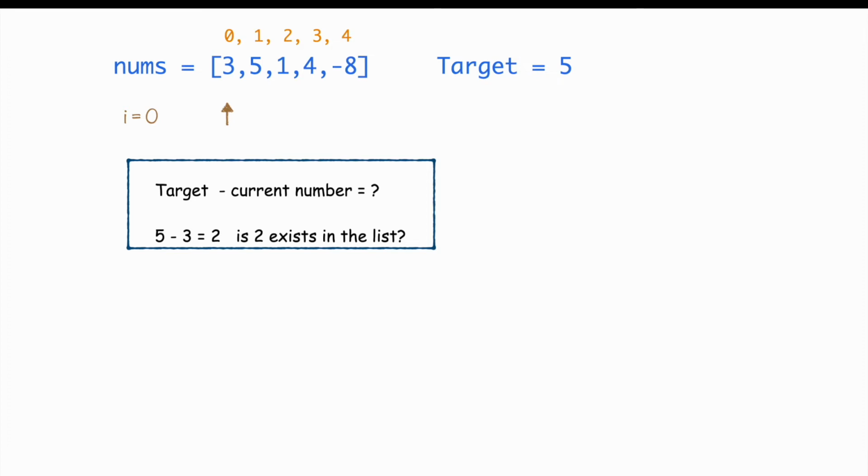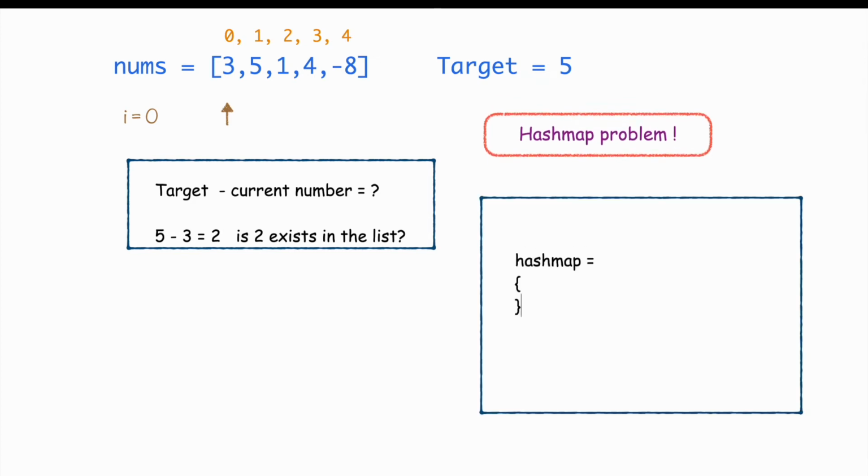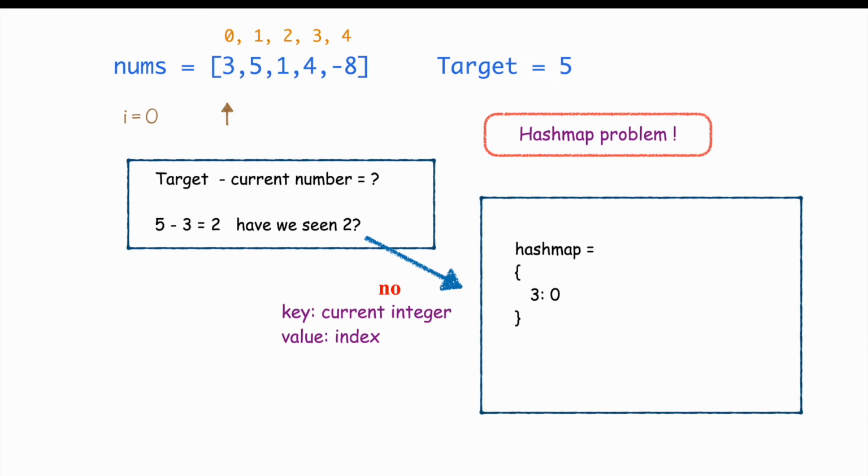So how can we efficiently check whether we have seen this missing number? This is the Hashmap problem. We can use a Hashmap to store the important property that can help us to solve this problem. So start with 3. Obviously, the Hashmap is empty, so the answer will be no. No, we have not seen 2. If that's the case, we need to store the current number 3.